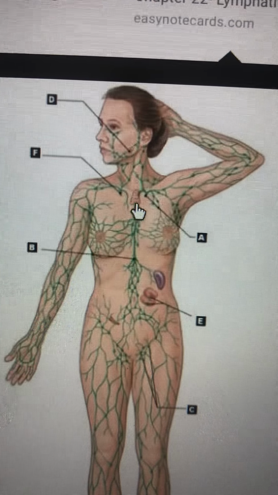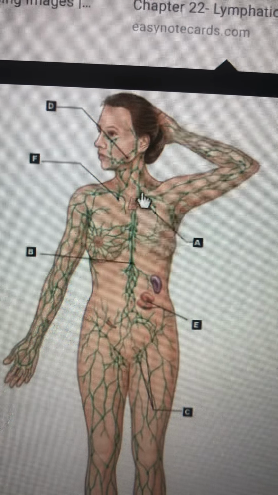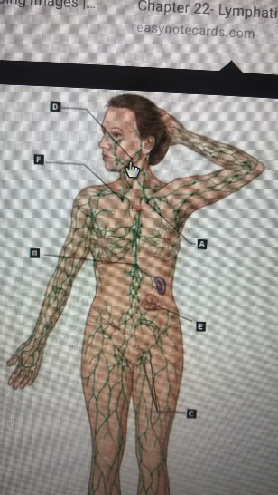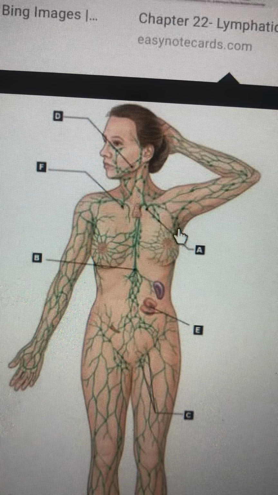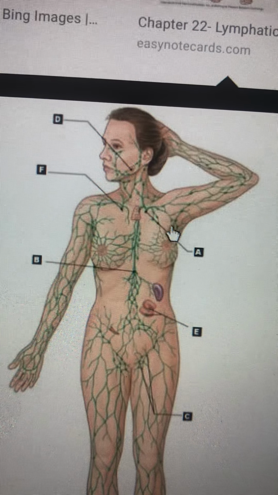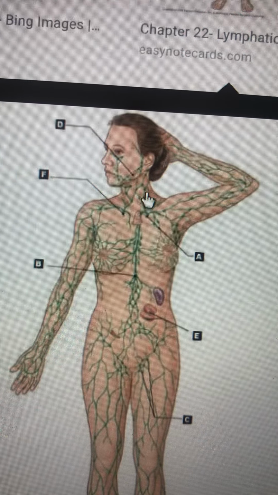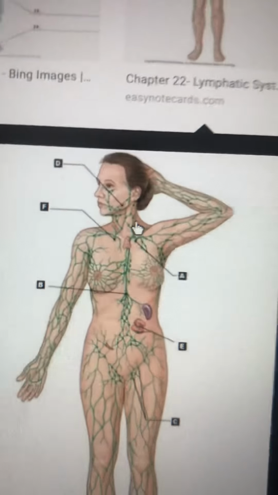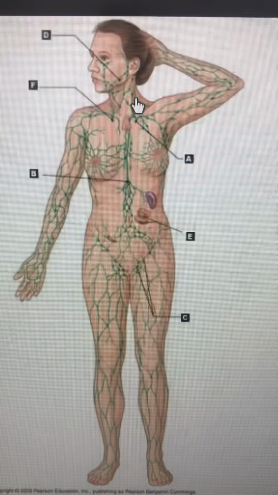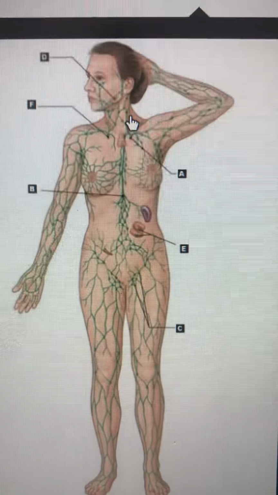The thymus is located here. We have the tonsils, the structure here. Under the armpit, we have the axillary lymph nodes, and then the cervical lymph nodes are here in the neck. Cervical lymph nodes here. Okay, so now how to explain how the lymph flows throughout the body.